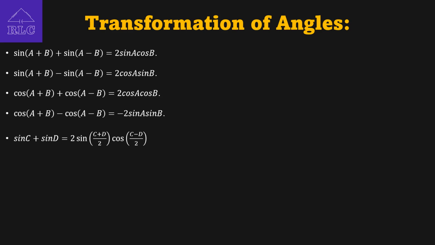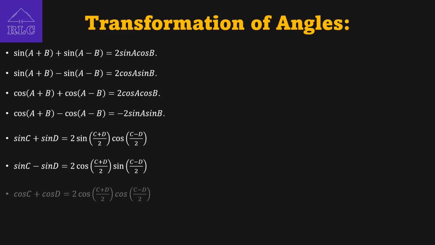Next, sin C + sin D can be written as 2 sin((C+D)/2) cos((C−D)/2). Similarly, sin C − sin D = 2 cos((C+D)/2) sin((C−D)/2). Cos C + cos D = 2 cos((C+D)/2) cos((C−D)/2). Cos C − cos D = −2 sin((C+D)/2) sin((C−D)/2).